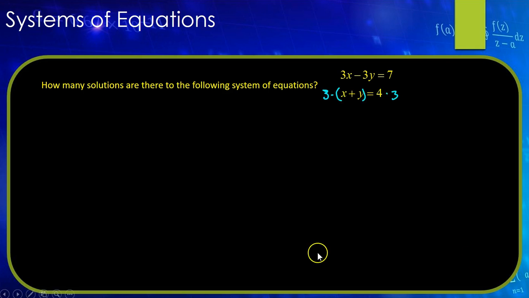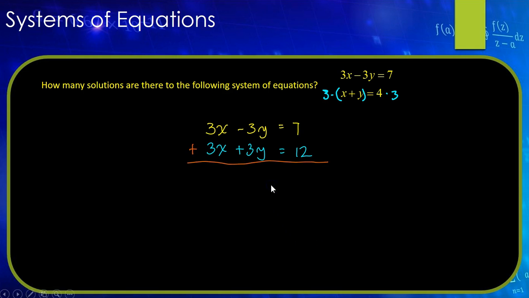I multiplied the bottom equation by 3, so the top equation was left alone. The bottom equation became 3x plus 3y equaling 12. And so when I add these together, the y's cancel. That means 6x equals 19, which means x equals 19 over 6.